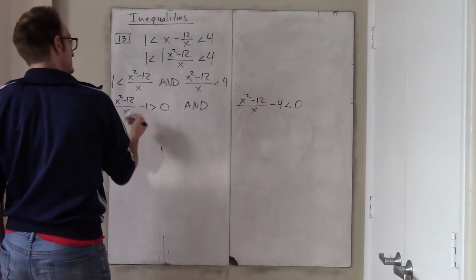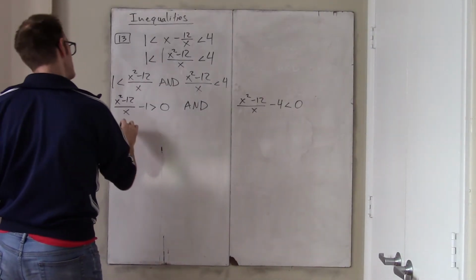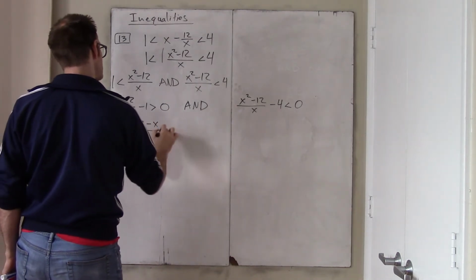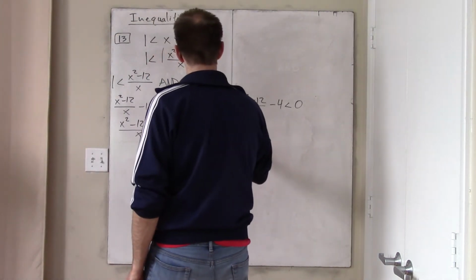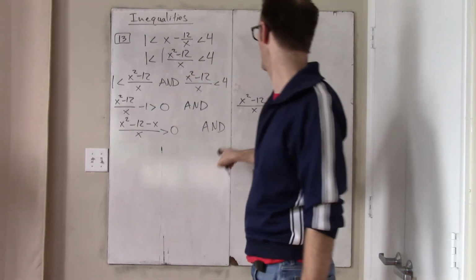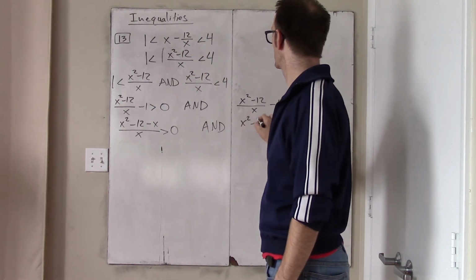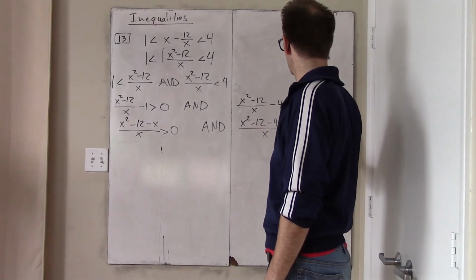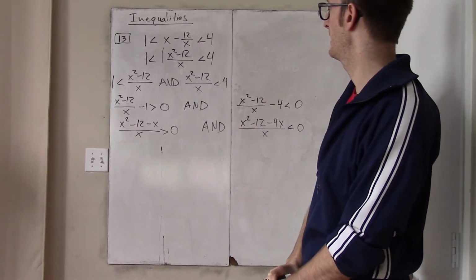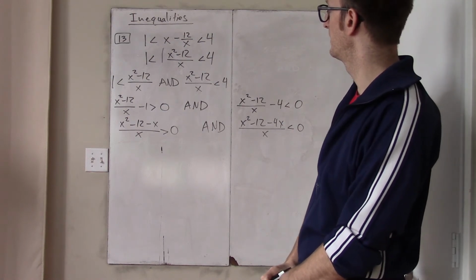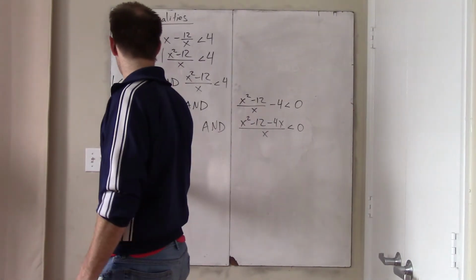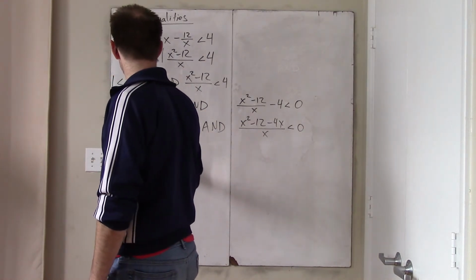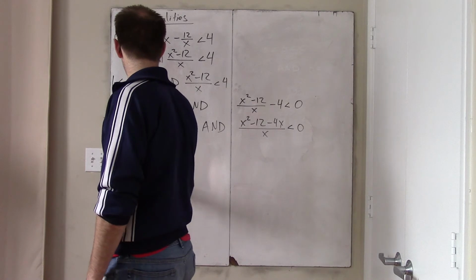Alright, let's just do this problem now. So we get a common denominator. So x squared minus 12 minus x over x has to be positive. And we're looking for x's that also satisfy x squared minus 12 minus 4x over x is negative. Okay. Wow, this just factors, right? I think it factors nicely. This is x minus 4, x plus 3 over x.